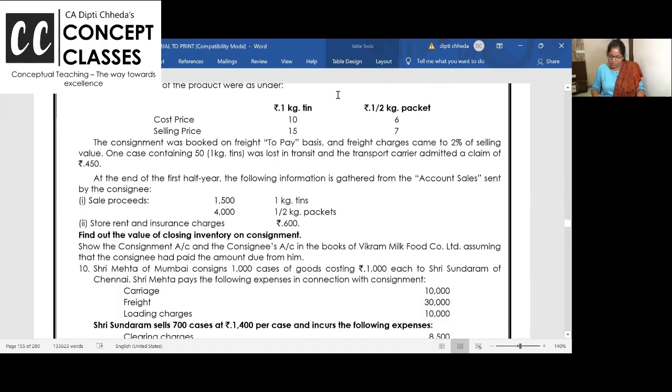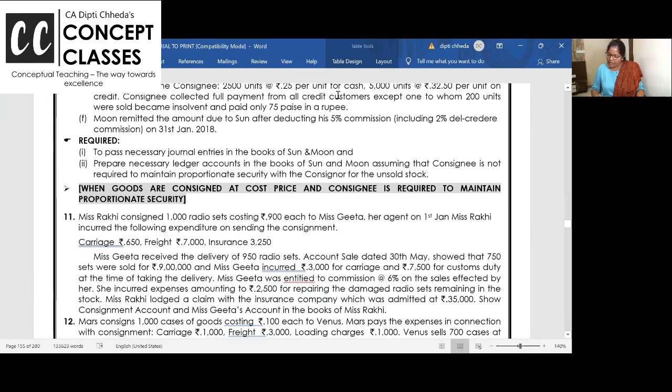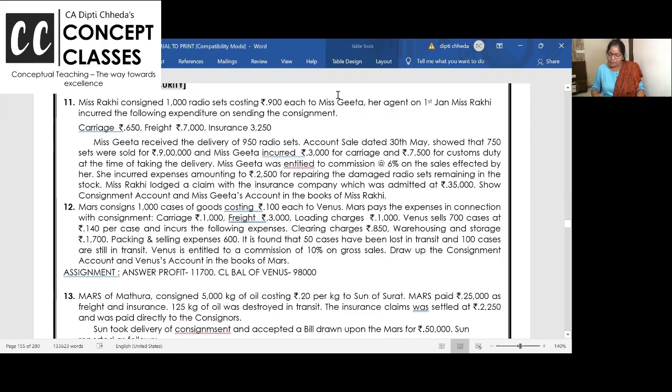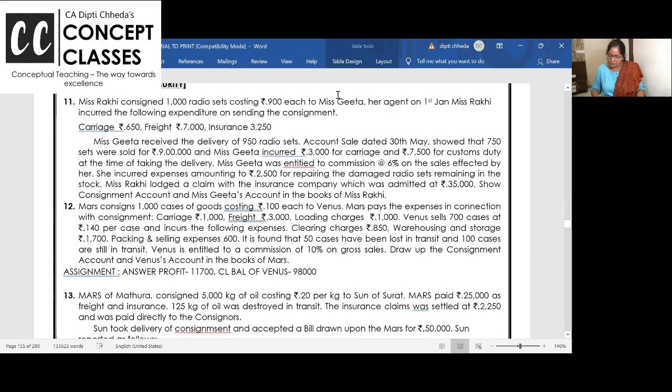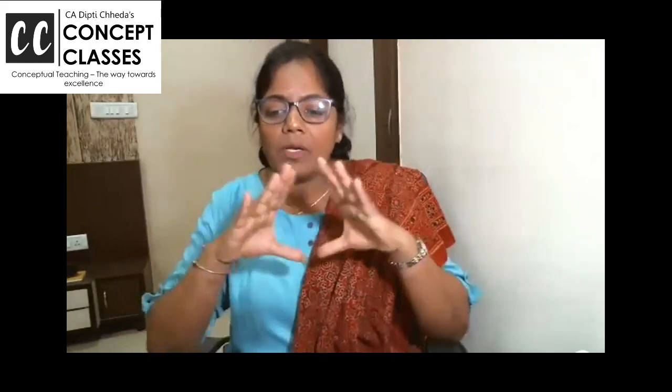Okay, next is all lost in transit. I was seeing if there's some simple problem that you can do at home. Okay, we'll do it tomorrow, in the next class. That's all for today. Homework is to revise the commission, revise the closing stock, revise the normal and abnormal loss, and the format which I gave you. In the next class we will start working on more and more problems.